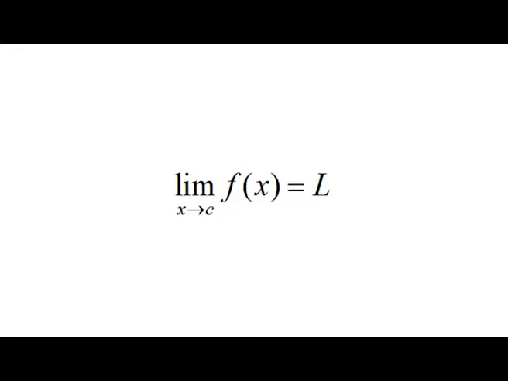The statement limit of f of x as x approaches C is L can be interpreted informally to mean that we can make the value of f of x as close as we like to the real number L by making the value of x sufficiently close to C. In this session, our goal is to make the informal phrases "as close as we like to L" and "sufficiently close to C" mathematically precise.